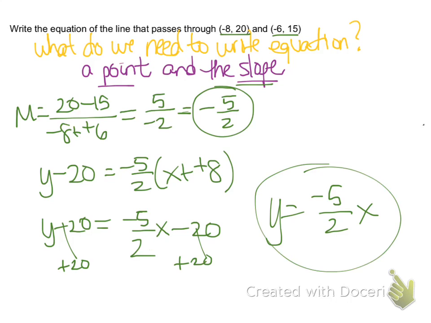And I just had an error that I corrected. I had written that this was -5/8. It's -5/2 x. Adding 20 to both sides, we get that our final equation through those points would be y = -5/2 x.